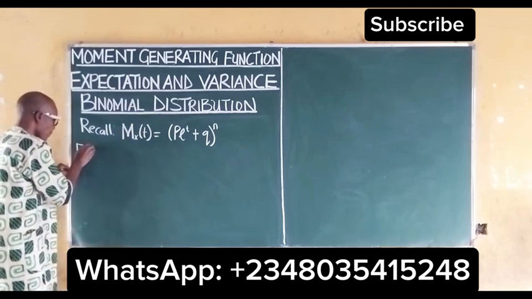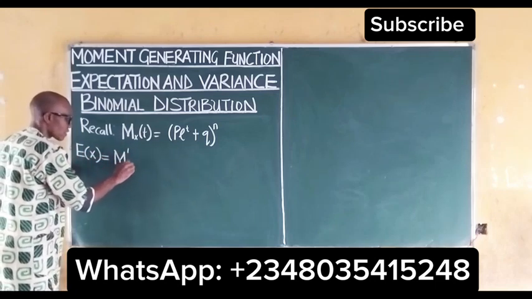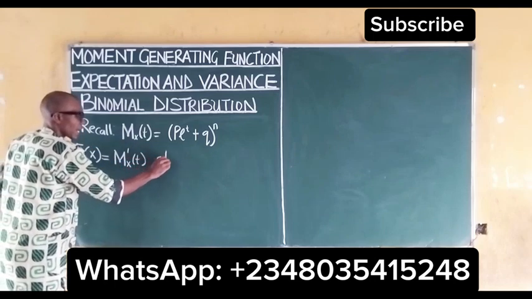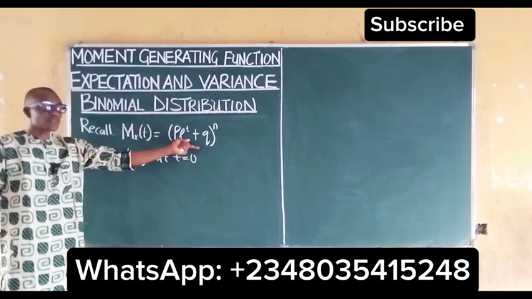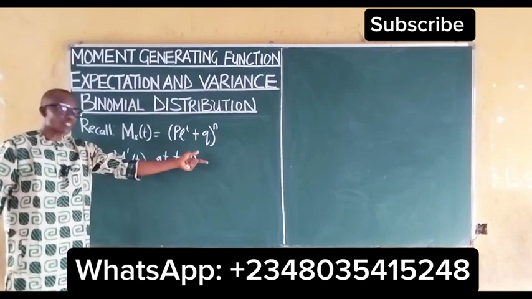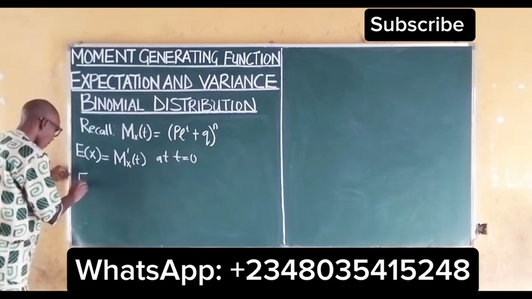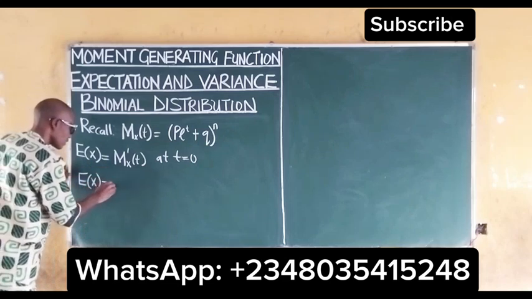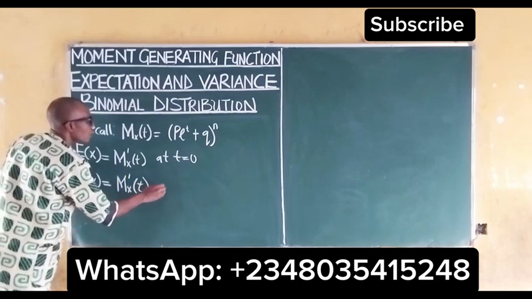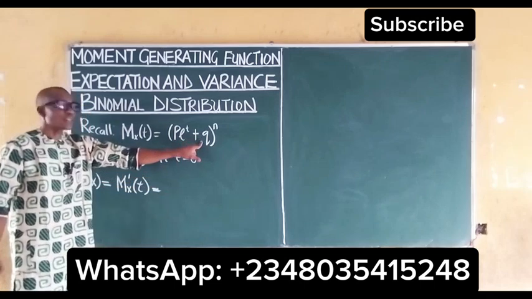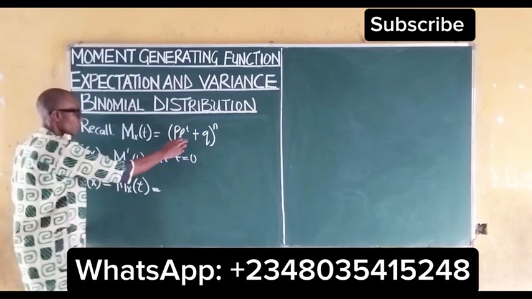The expected value of x is equal to the first derivative of the moment generating function at t equal to 0. So if we differentiate this and put t equal to 0, we get our expected value of x. It then means that our expected value of x is equal to the first derivative of this. Now, how do we differentiate this?